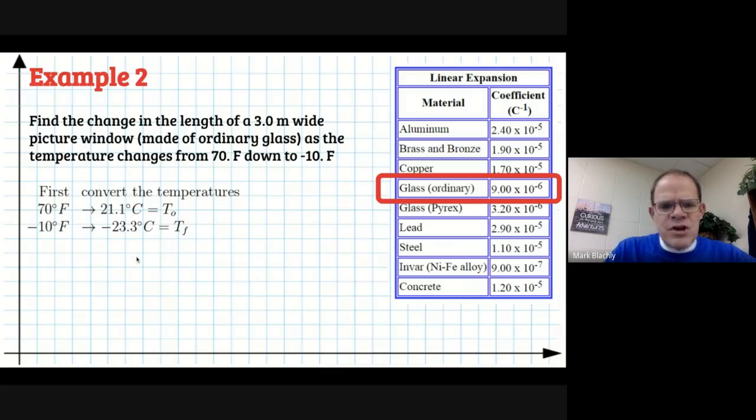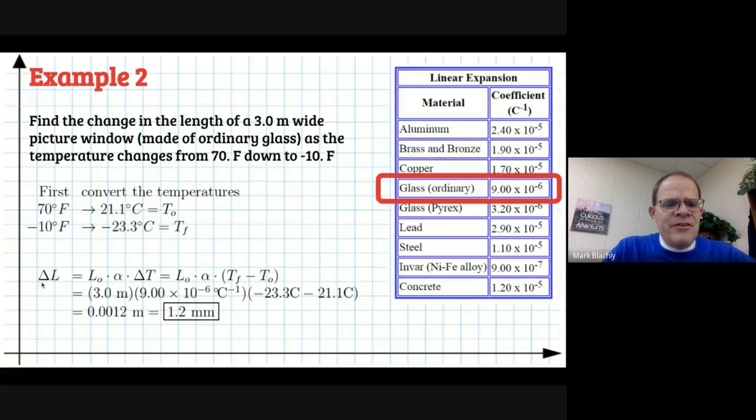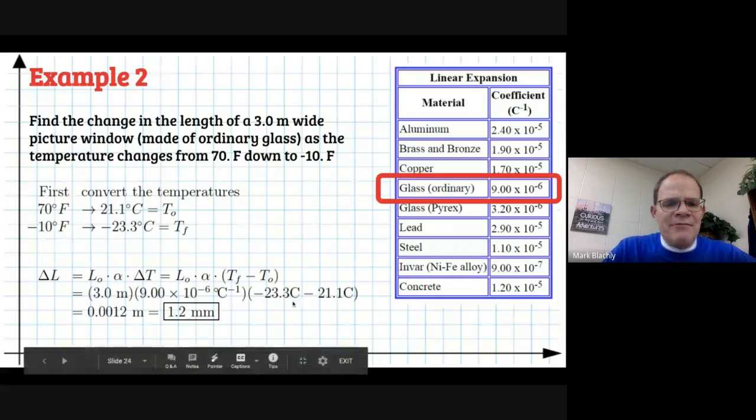So now we can use our equation. Our equation says to find the change in length of my window, I take the starting length times alpha, which is what Maddie told us, the 9.0 times 10 to the negative 6, times the change in temperature, which is T final minus T initial, which we have from Ozair and Lexi. So when we put this all in, we can calculate delta L, the change in the length of the window. And that turns out to be about 1.2 millimeters.